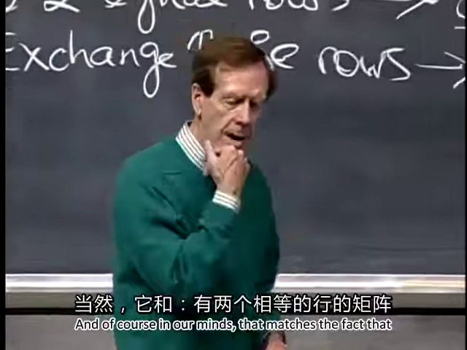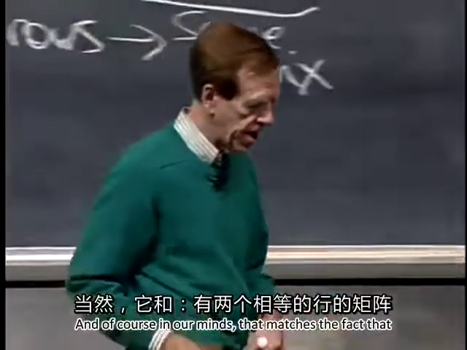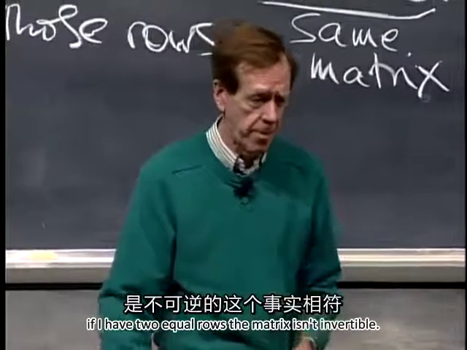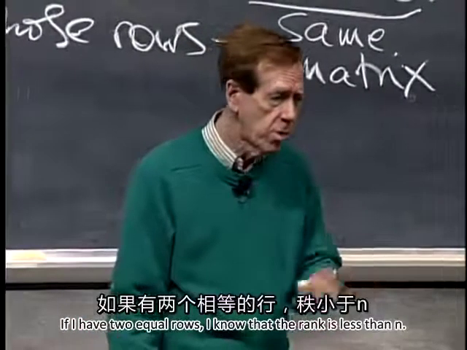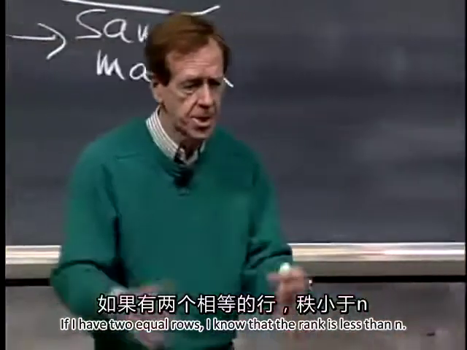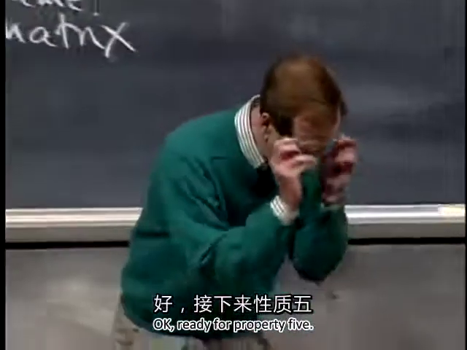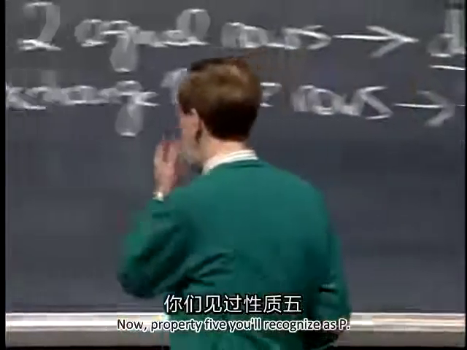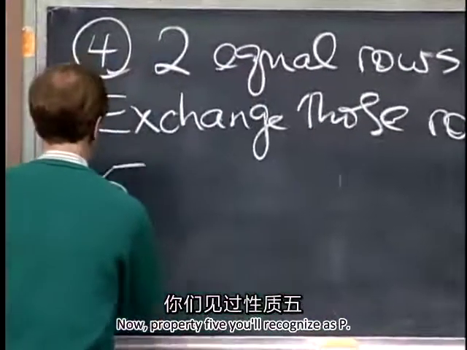And of course, in our minds, that matches the fact that if I have 2 equal rows, the matrix isn't invertible. If I have 2 equal rows, I know that the rank is less than n. Okay, ready for property 5. Now, property 5 you'll recognize as a key.